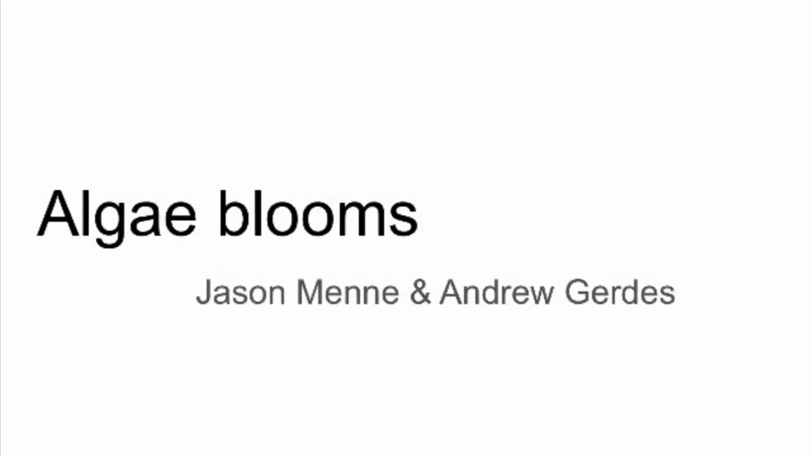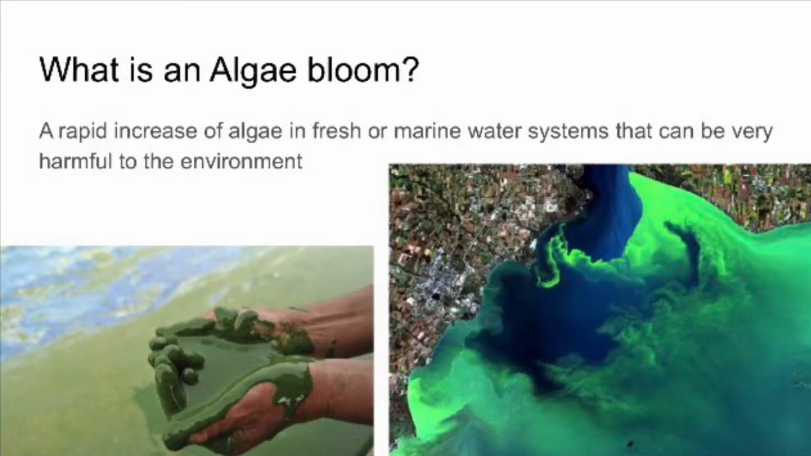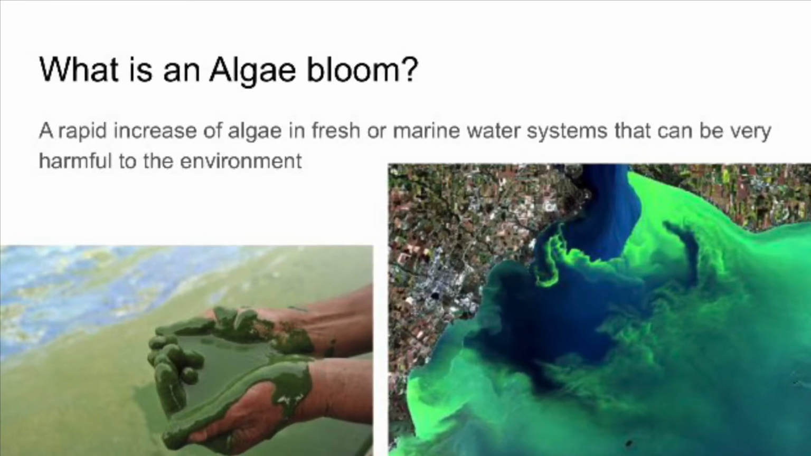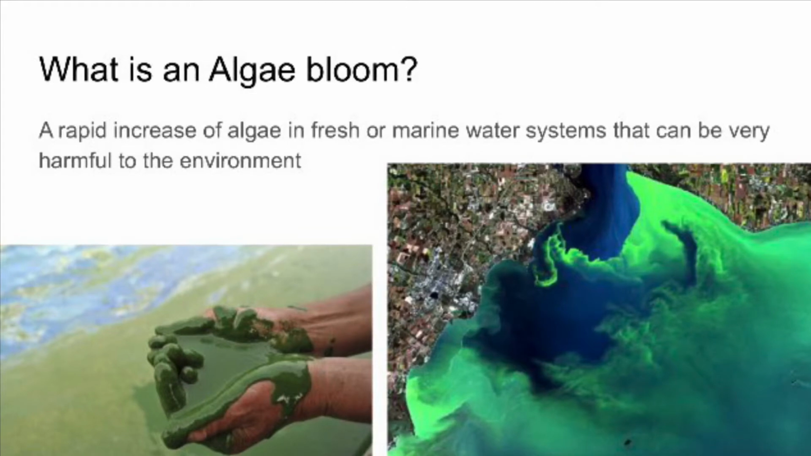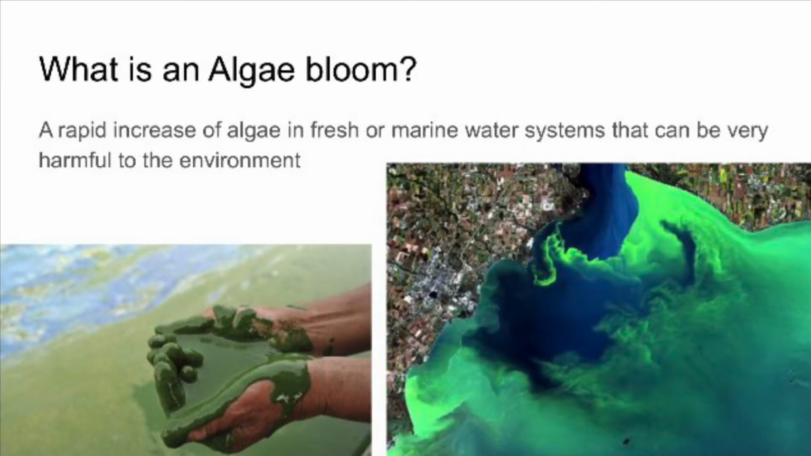What is an algal bloom? Algal bloom is the rapid increase of algae in freshwater or marine water that can be very harmful to the environment. When fertilizers are laid down, the excess nutrients cannot be absorbed into the ground.